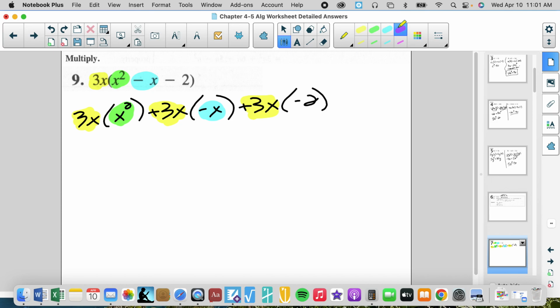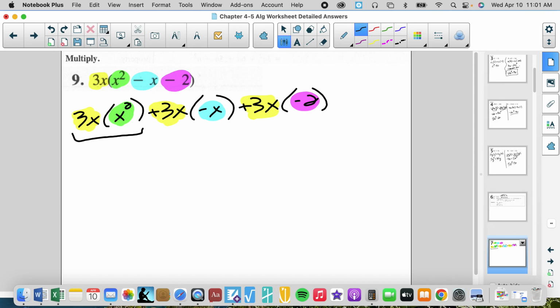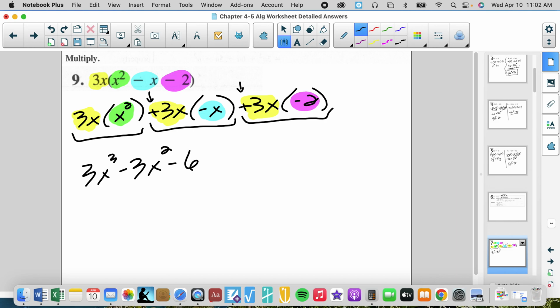And this is the third term. So make sure that you distribute it to each of those. Now we're going to multiply each of these, because we're going to do multiplication before the addition and subtraction. So 3x times x squared is 3x to the third. 3x times negative x is negative 3x squared. 3x times negative 2 is negative 6x. We can't combine these. We can't do the addition and subtraction because they are unlike terms.